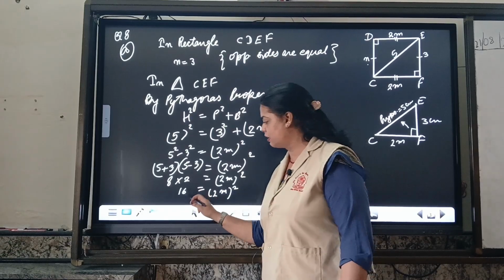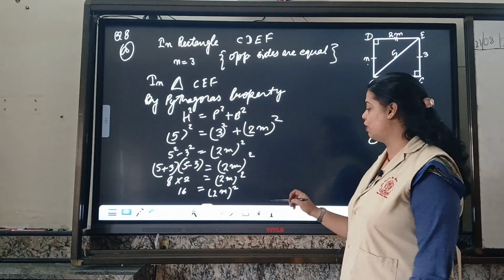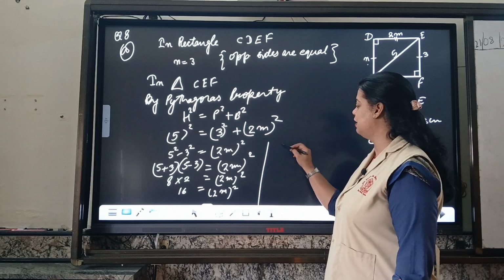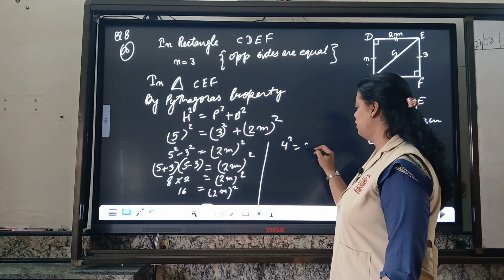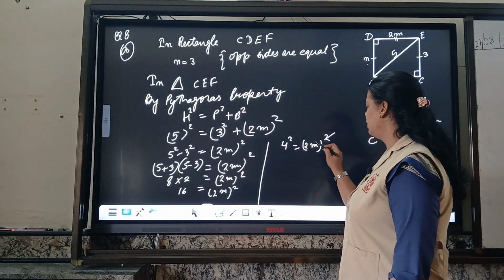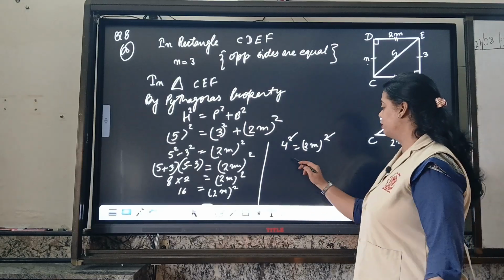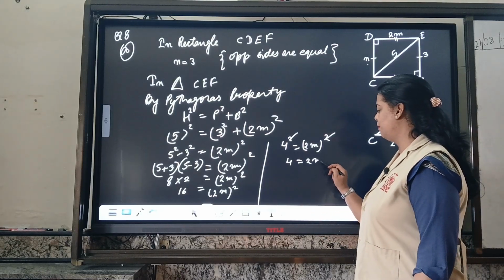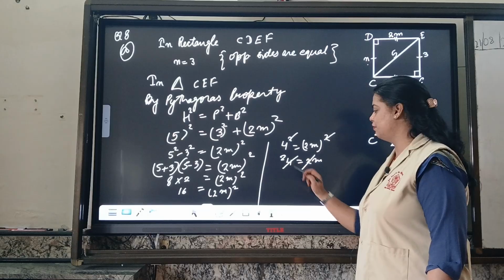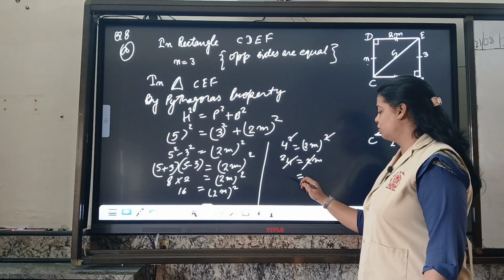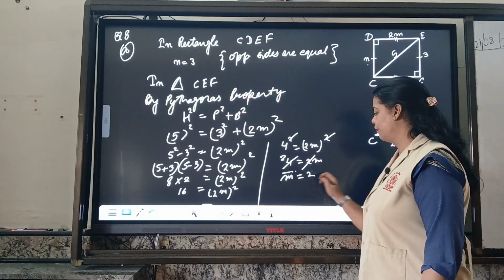Can I write 16 in the form of the square of any number? Yes, we can write it. I will write 4 square and 2m square. Now I will cut these two, those are the indices or the index. Now 4 is equal to 2m, and 4 is cancelled by 2. So m is equal to 2.